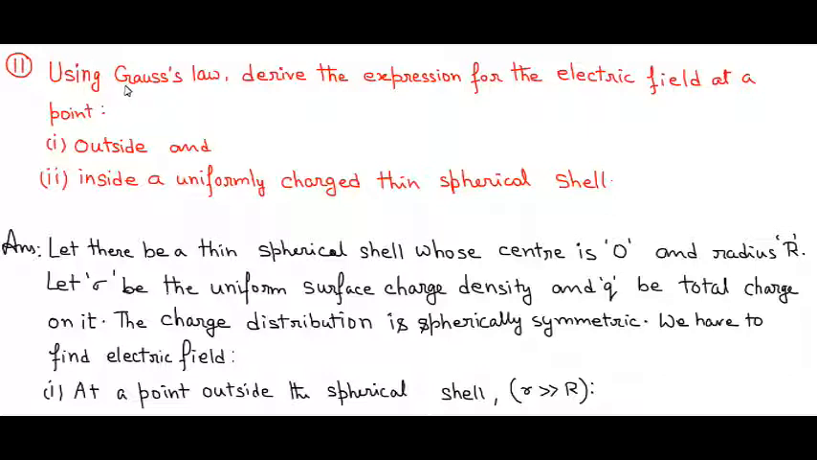तो क्वेश्चन नंबर 11 है, यूजिंग गॉस लॉ derive the expression for electric field at a point outside and second inside the uniformly charged thin spherical cell। तो इसमें सबसे पहले हम क्या लेंगे, let there be a thin spherical cell whose center is O and radius R.